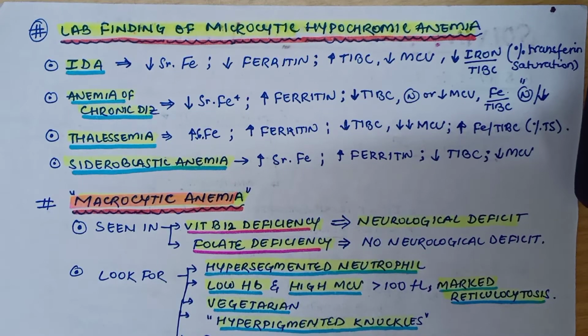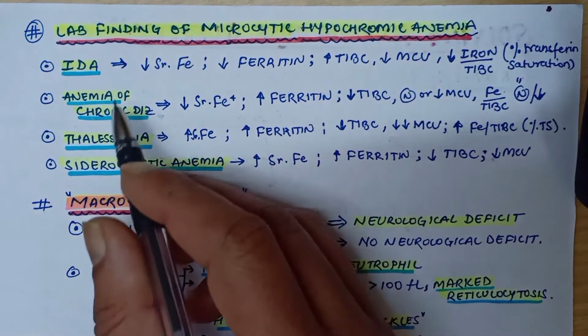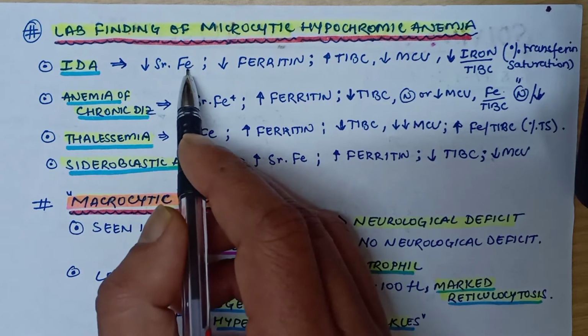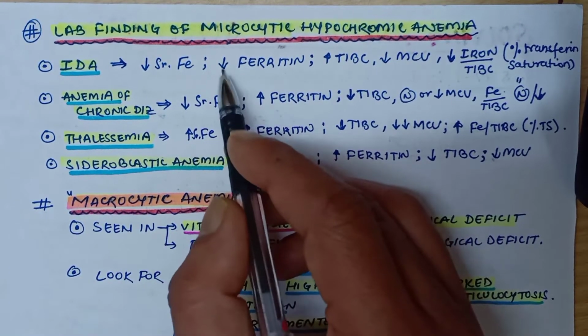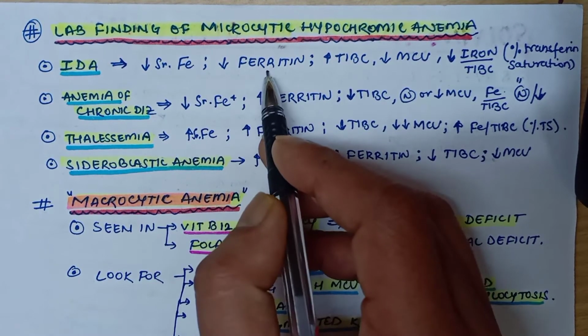Now let's summarize the lab findings of microcytic hypochromic anemia. So in iron deficiency anemia, there is decrease in serum iron, and there will be decrease in iron storage form. So there will be decrease in ferritin level.